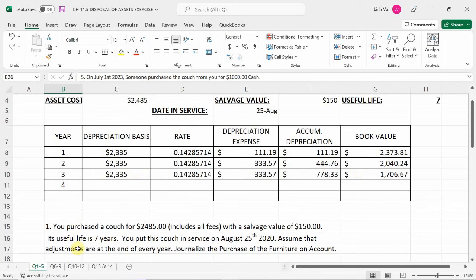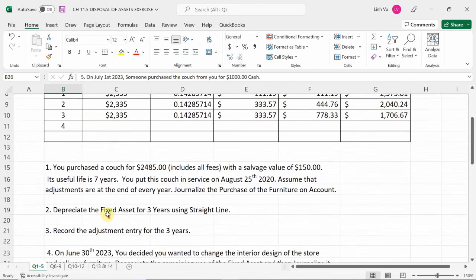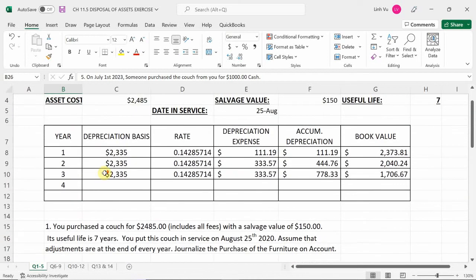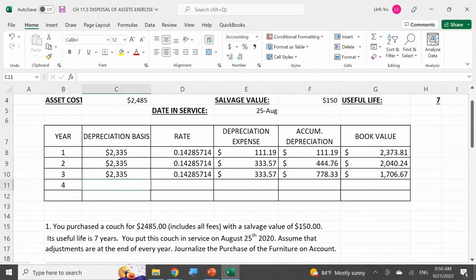So, in this case, on my 4th year, how much did I actually use it for? If I decide that on June 30th, I'm going to sell my fixed asset, how much did I actually use it up to this point? 6 months. You used it for 6 months for the 4th year, right? So now let's go ahead and calculate that.